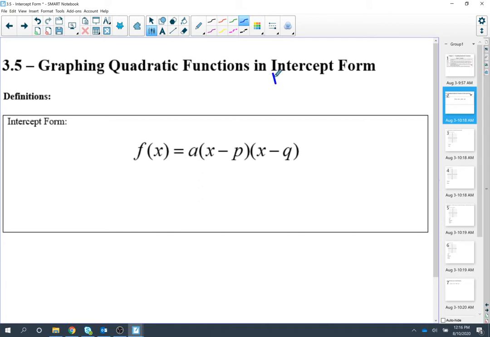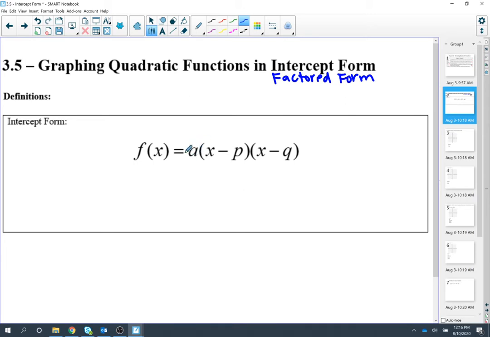Intercept form is also called factored form, which, if you remember from chapter 2, we could write a polynomial expression in either standard form or factored form, and they're kind of opposites of one another. So in the last section, 3.3, we did standard form where we could find the vertex and the axis of symmetry. So now we're going to look at intercept form, which is factored form, and how we can find those same things.